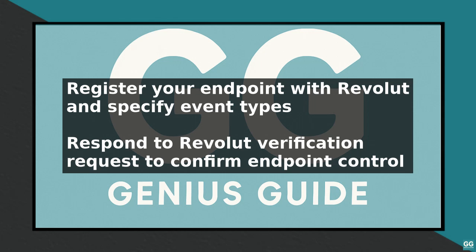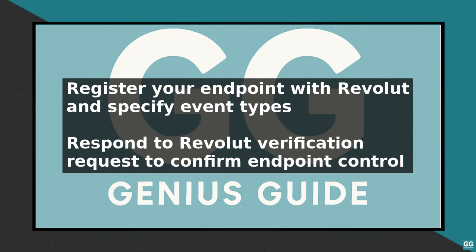This involves providing them with your endpoint URL and specifying the types of events you want to receive notifications for. Revolut will then send a verification request to your endpoint, which you must respond to in order to confirm that you control the endpoint. Once your webhook endpoint is set up and registered, you need to handle incoming webhook notifications.